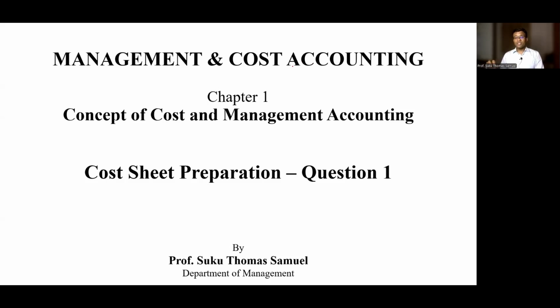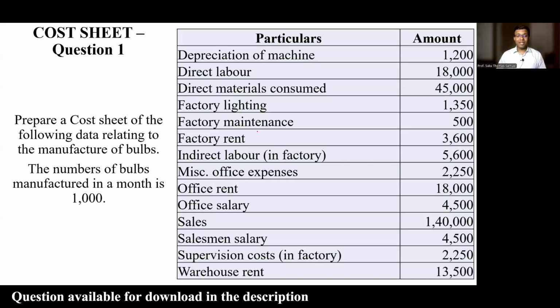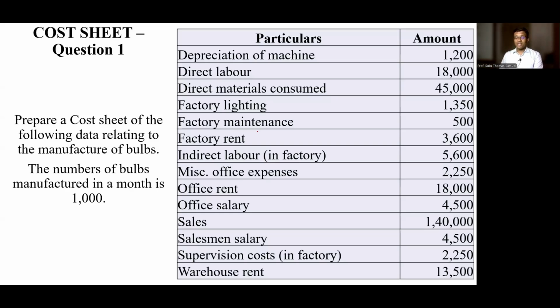So we will start off with this video tutorial by looking at a question. Now, when we look at the question that is being displayed over here, it tells us prepare a cost sheet of the following data relating to the manufacturing of bulbs. They've also given us information saying that the number of bulbs manufactured in a month is 1000, and they've given us a number of expenses. So let's look at these expenses one by one. Depreciation of machine, direct labor, direct materials consumed, factory lighting, factory maintenance, factory rent, indirect labor, miscellaneous office expenses, office rent, office salary, sales, salesman salary, supervision cost in factory, warehouse rent.